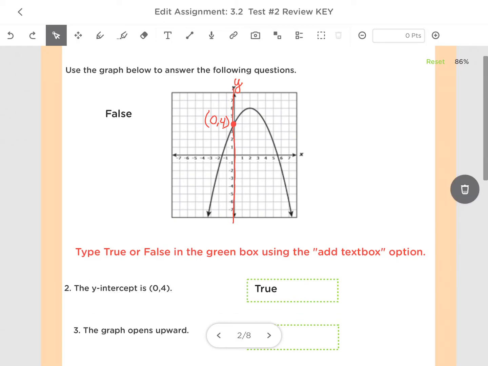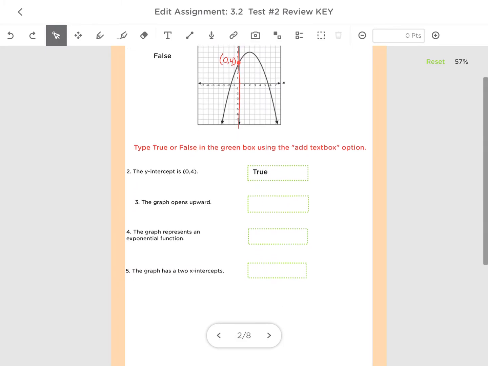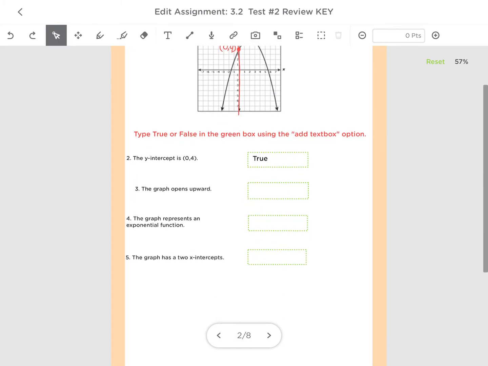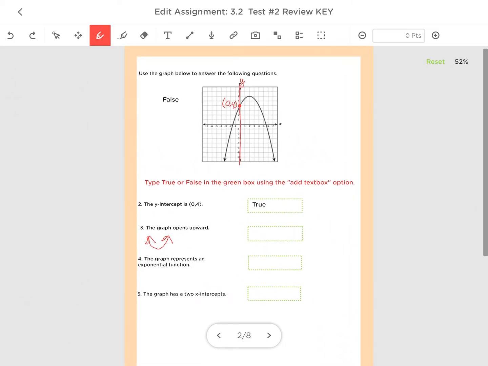Okay, looking at the next question, the graph opens upward. Remember, upward makes that U-like shape, like that parabola that opens up. Well, this one is not opening up, it's opening down, so that's a false statement. I already have false right here, so I'm just going to drag that to my box.